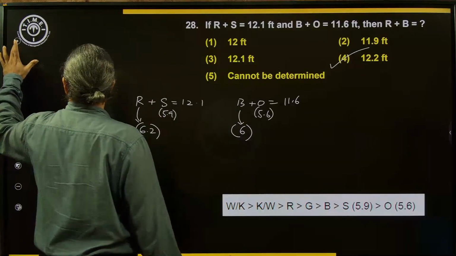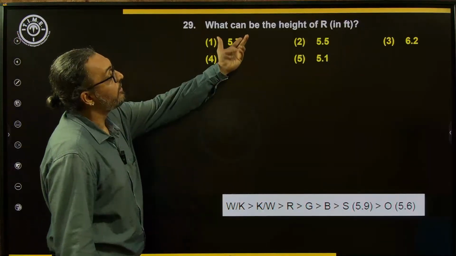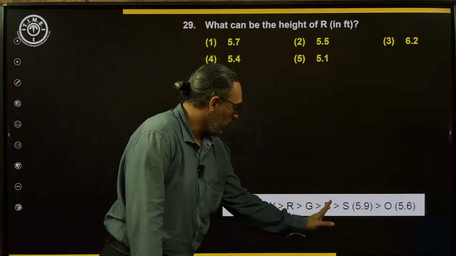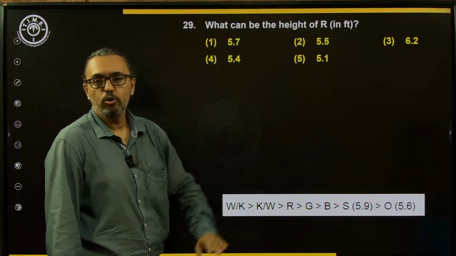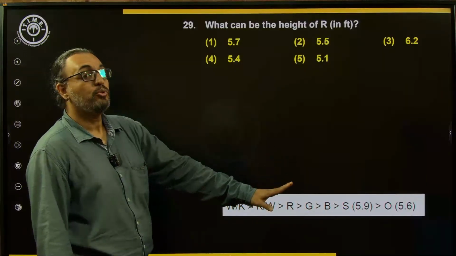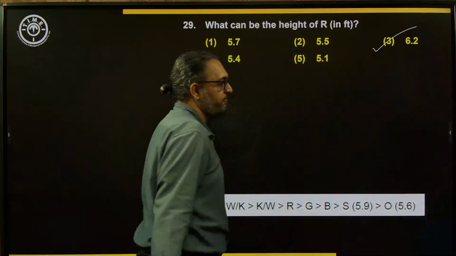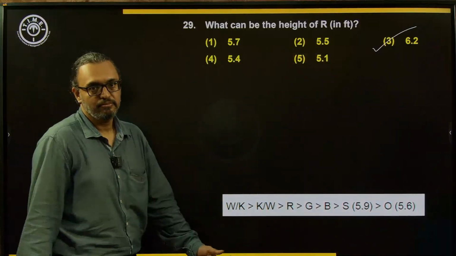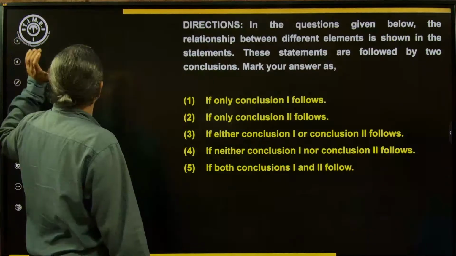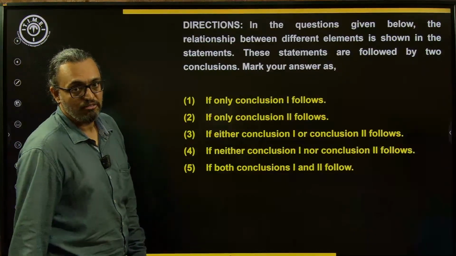Then what can be the height of R? Now see, we know R is before S and O. So I need to have a value more than 5.9. So the only option that is there is the third option. Can be, possibility. Right? Okay, so those are the questions you have in that.